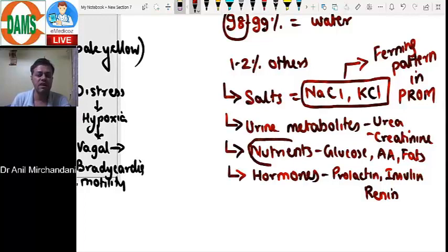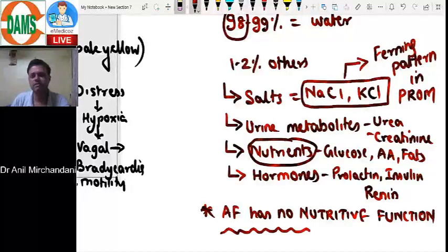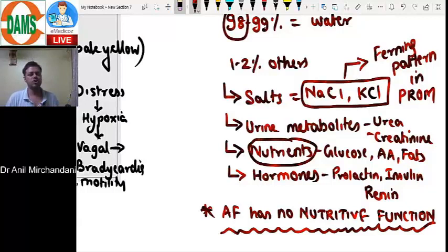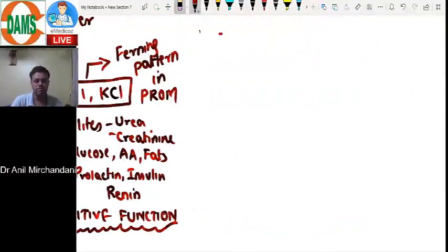Remember, even though nutrients are there, amniotic fluid has no nutritive function, not at all. It doesn't act as a source of nutrition. Placenta is doing the job wonderfully well. It is providing all the nutrients for the growth of the baby. Amniotic fluid has nutrients, but it has no nutritive function. After you have written this, let's talk about functions of amniotic fluid.